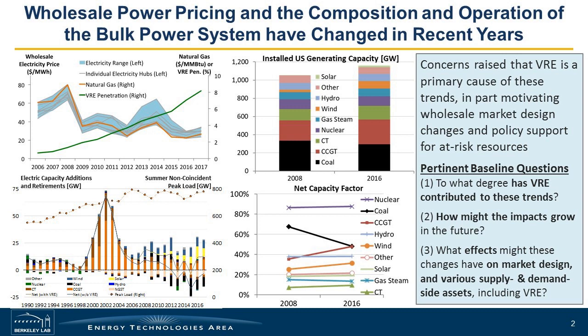The chart on the bottom left shows generation additions and retirements over the same period, along with the peak summer demand. One of the things that's notable is the increased retirement, particularly of coal, in recent years. Along with those changes, there's been concerns that VRE are the primary cause of these trends.